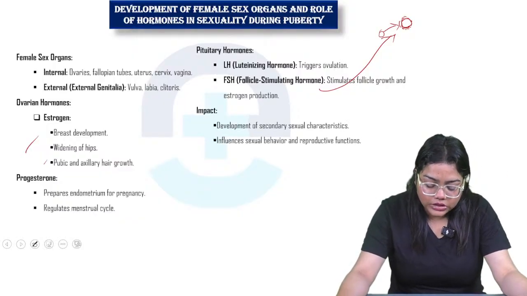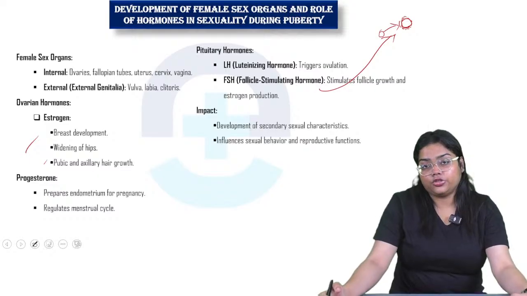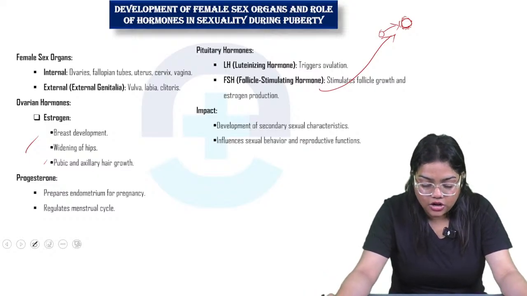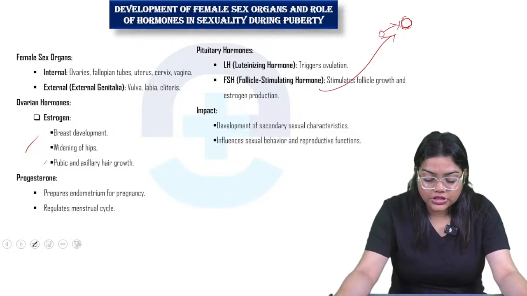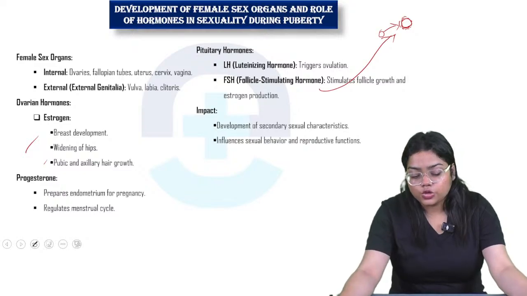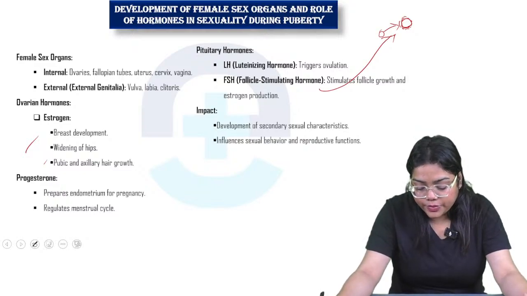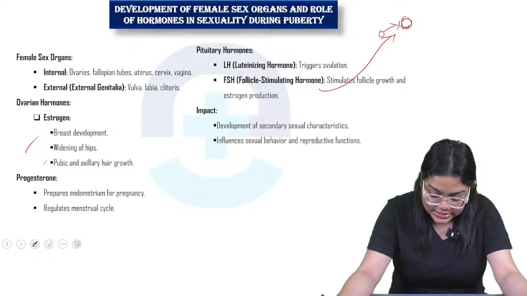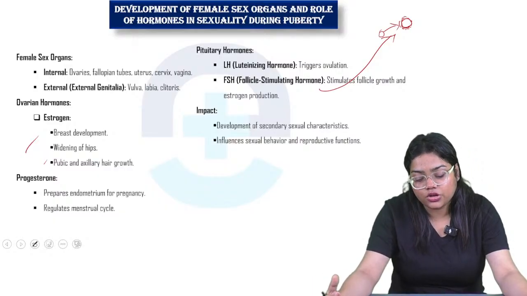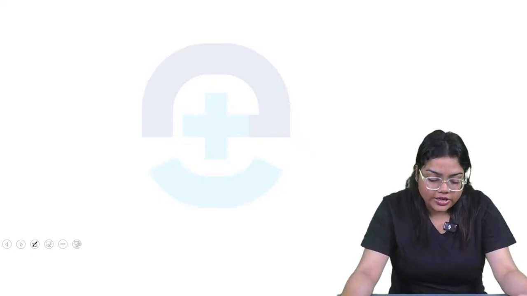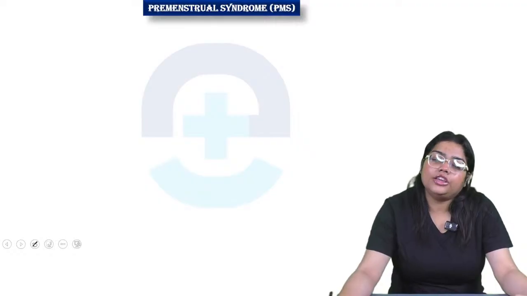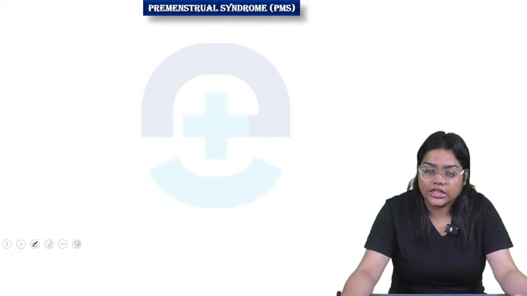and estrogen production it will also increase. Next, impact. So what is the actual effect of these puberty or sexual hormones on the human body? It helps in the development of the secondary sexual characteristics, and it also influences the sexual behavior and reproductive function of the woman. So these are the changes in the human body because of puberty in females.